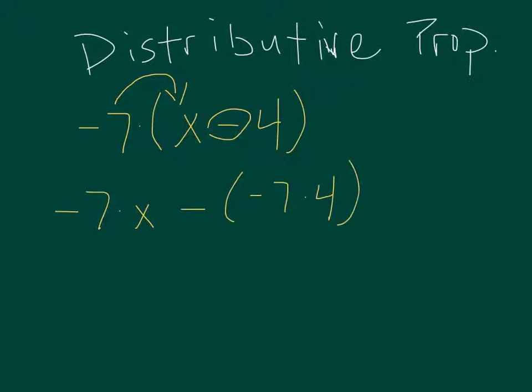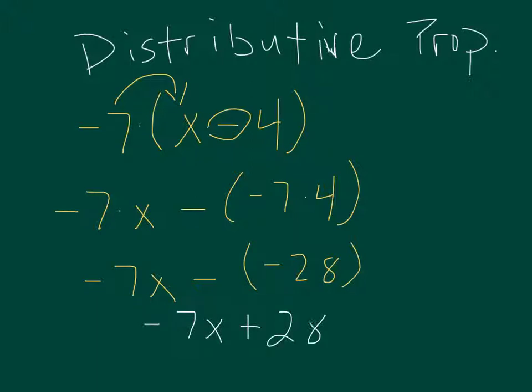So when we analyze this, we have negative 7x. Can't simplify that anymore. And we're going to keep the minus sign there. And negative 7 times 4 is negative 28. So we can leave it there, but more often than not, you're going to see this rewritten as negative 7x plus 28, because subtracting a negative is equivalent to adding a positive.